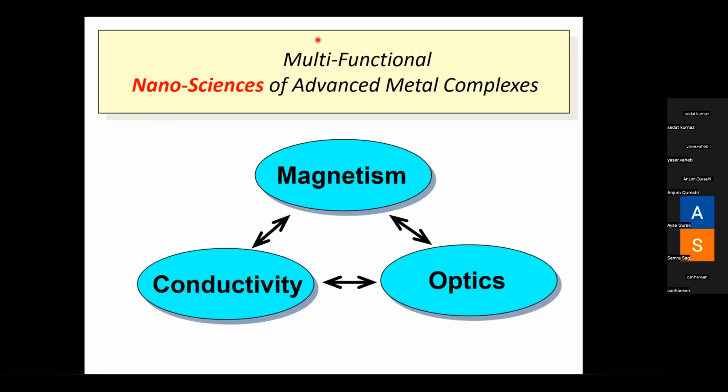So my field is the multifunctional nanoscience of advanced metal complexes. So bifunctionality: magnetism, optics, conductivity, conducting magnetism. But everybody does these fields at the bulk level. I focus on the nanoscience level and metal complexes. Nanoscience means, as I told you, quantum effect and non-linearity. Today I talk about the quantum physics, but the other topic is non-linearity. So this is my field. It took 40 years to realize this field.